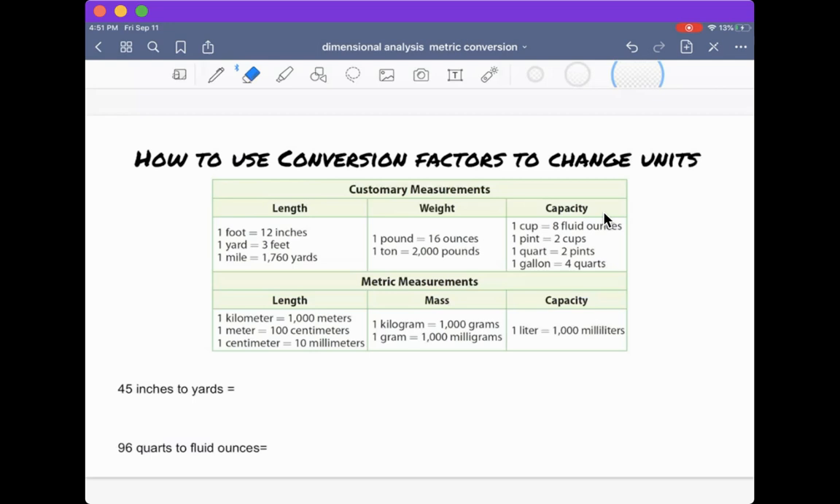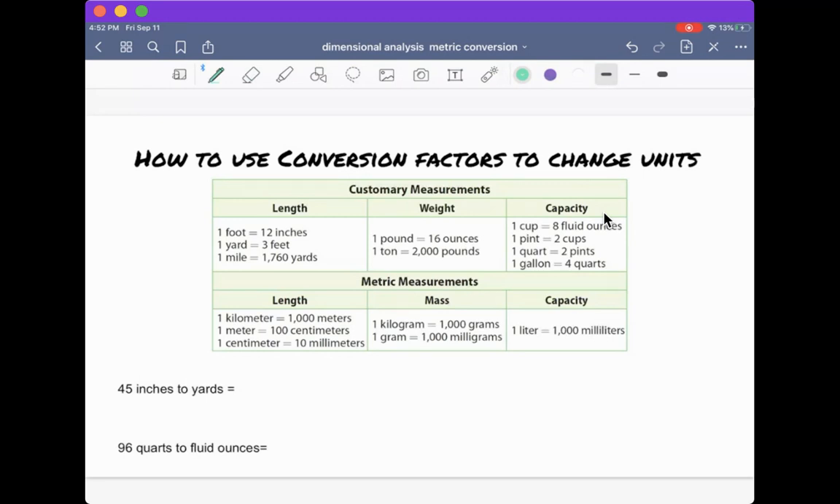Okay, let's try a couple more, and then I'm going to have you guys practice on your own using small, simple conversion charts like this. Okay, so let's look at here. We have 45 inches to yards. So these are going to be multi-steps. The last slide was showing you some single steps. Here we're going to do some multi-steps.